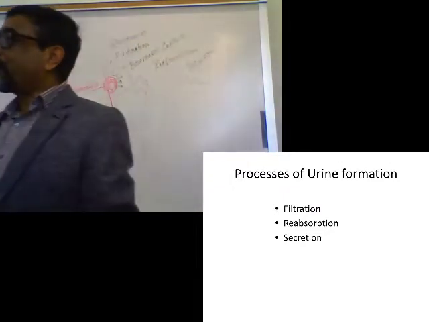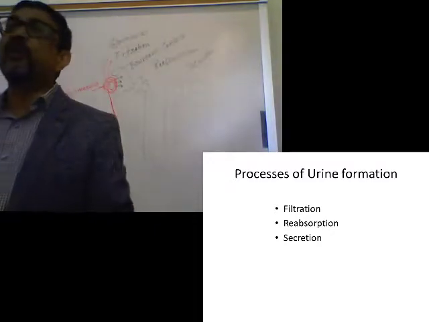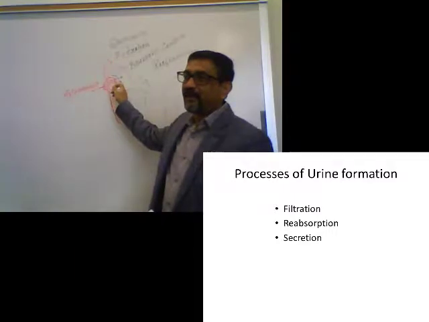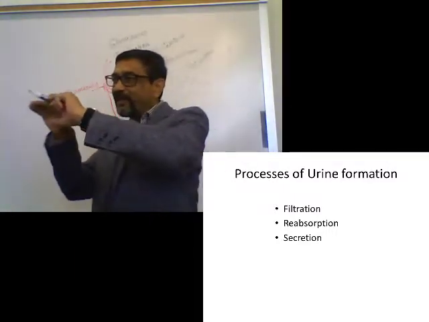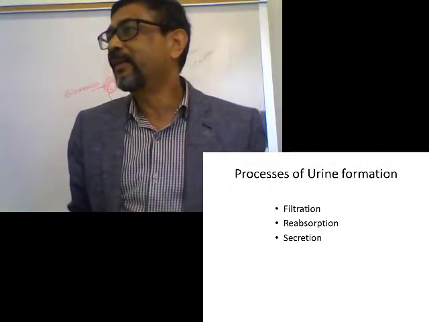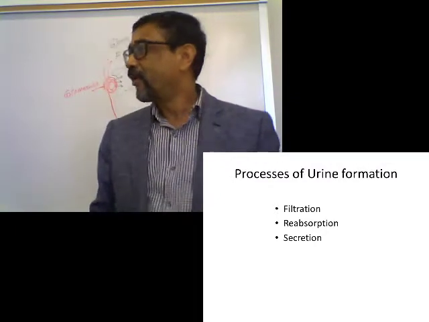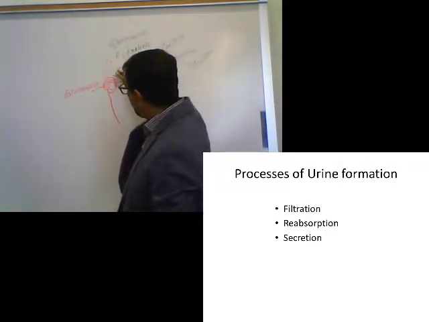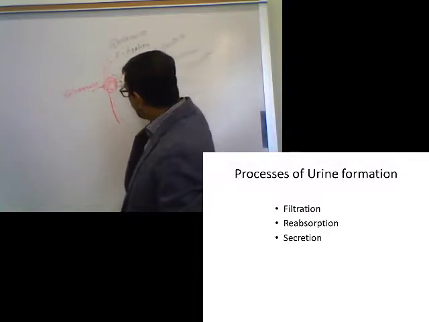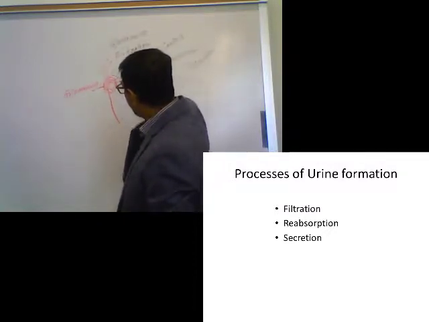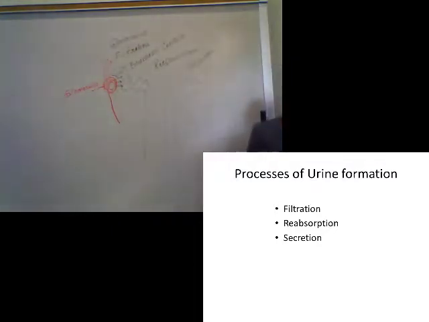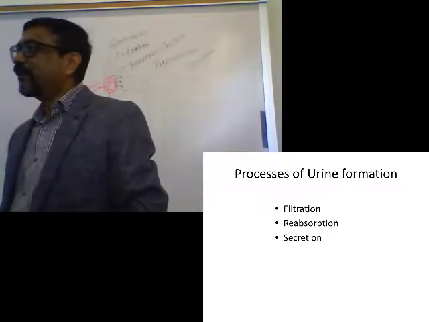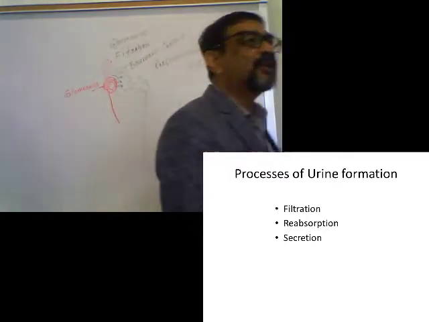Remember, the wall of glomerulus is very porous. I mentioned that in last class too. The capillary wall here is very porous, lot of pores, right? So the fluid can easily get out from the blood through the capillary wall, and then the fluid also passes through the Bowman's capsule and enters here, and this process is called filtration. The fluid from the blood enters into the nephron.